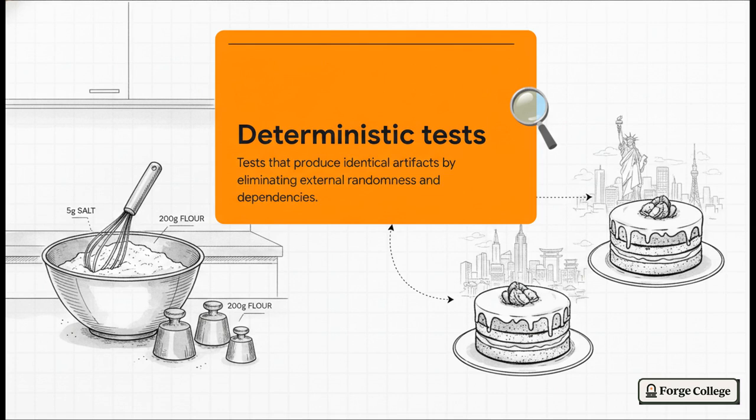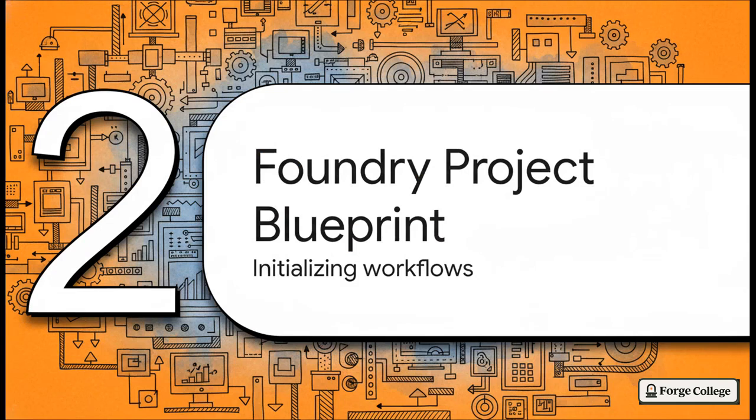Think of it kind of like baking a cake. If a recipe just says add a pinch of salt and some flour, your cake is going to taste wildly different depending on who bakes it. But if you specify exactly 5 grams of kosher salt and 200 grams of sifted all-purpose flour, you get the exact same cake every single time, whether you bake it in New York or Tokyo. In testing, achieving that exact same output from the exact same input with 0 random variables, that's what we mean when we say deterministic.